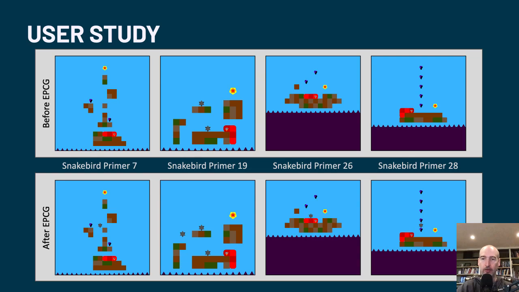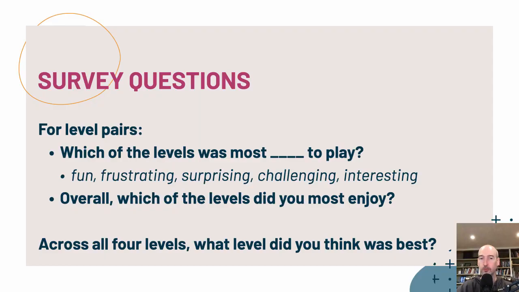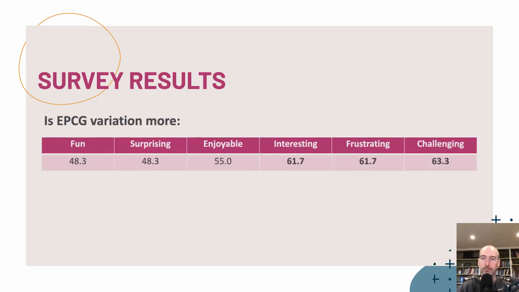We then asked the players which levels were most fun, frustrating, surprising, challenging, and interesting, and what level did they enjoy the most. And across all 4 levels, which level did they think was best? And they were shown all the levels when they were making these decisions so they could see them clearly.